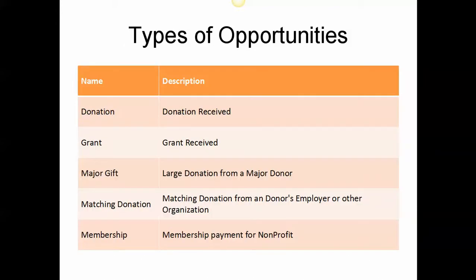There are 5 types of opportunities that Salesforce supports out of the box for Nonprofit Starter Pack. More can be added. It's fairly simple to add more types, but this is what is available out of the box. So donations and grants received from donors. These are the 2 types. Then when you receive a large donation, that's called a major gift. And a matching donation from an employer is tracked as a different record type of opportunity, and membership payment for the nonprofit organization is another record type.